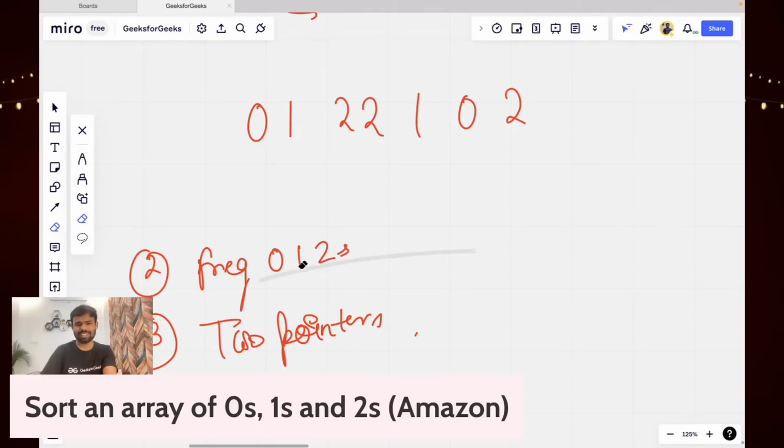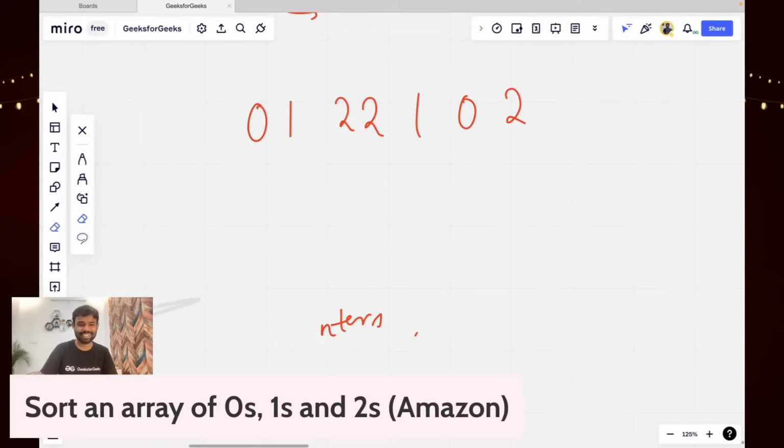Yeah, we can say it exactly, Sneha. We can say it's a 3 pointers approach actually, but it's fine, because 2 pointers is very common. Exactly. So great.